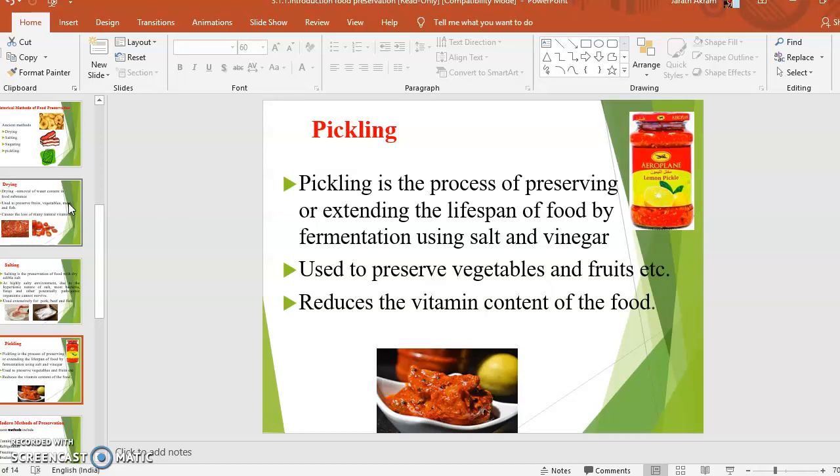The next method is pickling. It is a process of preserving or extending the lifespan of food by fermentation using salt and acid. An example of an acid is vinegar. In this method, pH is maintained at a highly acidic level, so microorganisms cannot grow. By this method, vegetables, fruits, meat and fish are preserved. This method also reduces some vitamin content of food.